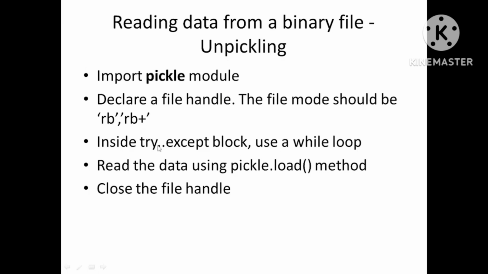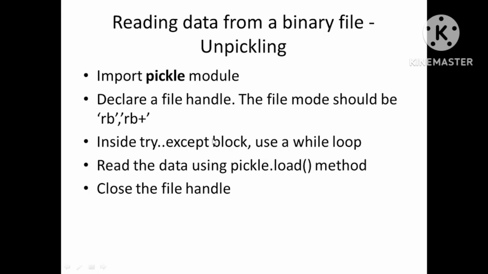Then you have to use a try except block and give a while loop inside. Why should you use a while loop? You can read one record at a time using the pickle load method. For continuously loading the records, you should put it inside a while loop. Okay, so inside the try except block, you have to give a while loop followed by pickle.load. Pickle.load will fetch one record at a time. You have to store that value in a variable and print it. Then finally close the file handle.